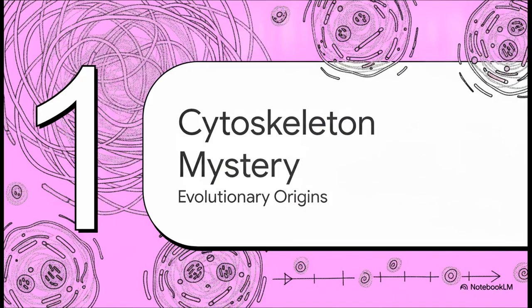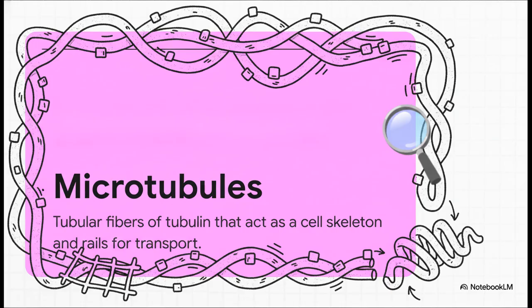All right, Part 1, the mystery of cytoskeleton evolution. Before we travel back in time, let's make sure we have our biological foundation set. Inside your cells, you've got these incredible, dynamic structures called microtubules. The best way to picture them is like a cross between a rigid skeleton that gives a cell its shape and a super busy transit system of internal rails.